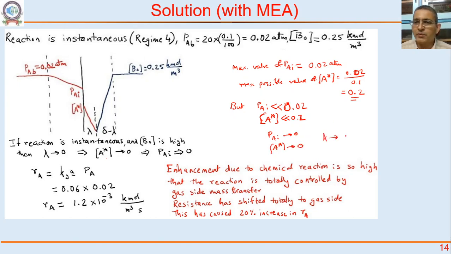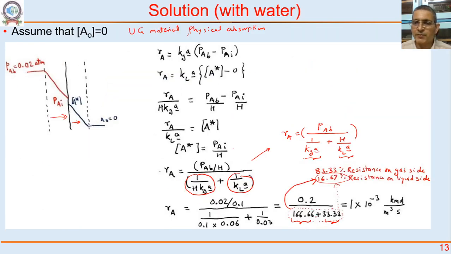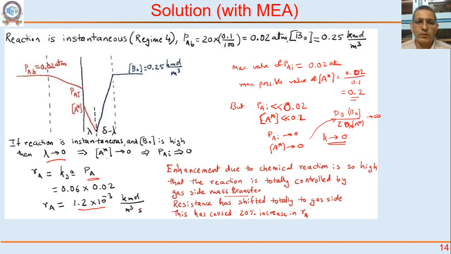which means lambda is going to tend to 0, or dB by B naught by Z dA A star is going to tend to infinity because A star is tending to 0. Therefore lambda is tending to 0, and therefore the rate would be kGa into PA, which will be 1.2 into 10 raised to minus 3. The enhancement in mass transfer due to chemical reaction is so high that the process is totally controlled by gas side mass transfer. Resistance has shifted totally to the gas side. So the rate has increased from 1 into 10 raised to minus 3 to 1.2 into 10 raised to minus 3.